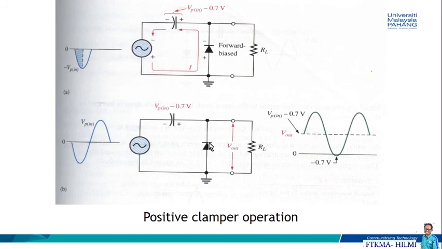So from the peak of one negative half cycle to the next half cycle, the capacitor is going to discharge very little, and the amount that is discharged depends on the value of RL, and therefore we are going to get the output voltage shown here. So V out is going to be Vp in minus 0.7 volt. It is going to move here.